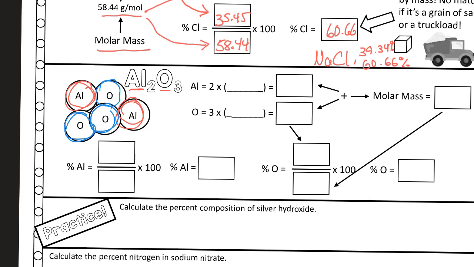So we have 2 aluminum. Each of them weighs 26.98. The 3 oxygen is 16.00. Multiply those together and you're going to get 53.96. And this one's going to be 48.00. Add them together to get a molar mass of 101.96 grams per mole. Grams per mole. Molar mass is always grams per mole.